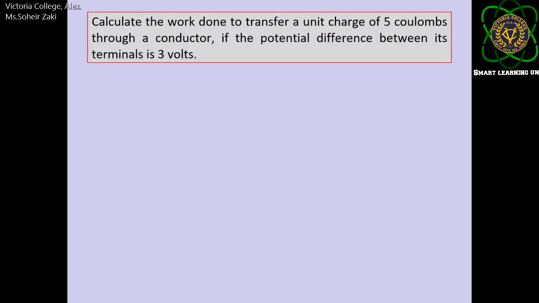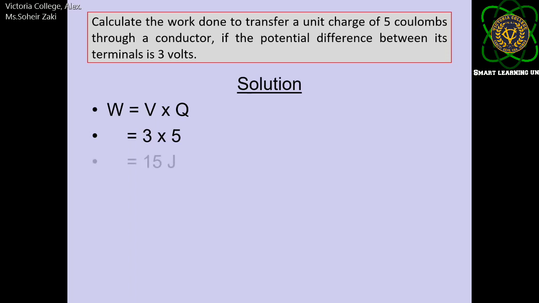Another example, calculate the work done to transfer a unit charge of 5 coulombs through a conductor if the potential difference between its terminals is 3 volts. Let's see how to solve this problem. At the first, we put our rule that work done equals potential difference times quantity of electric charge, W equals V times Q. So it equals 3 times 5, and the result will be in joules, 15 joules.